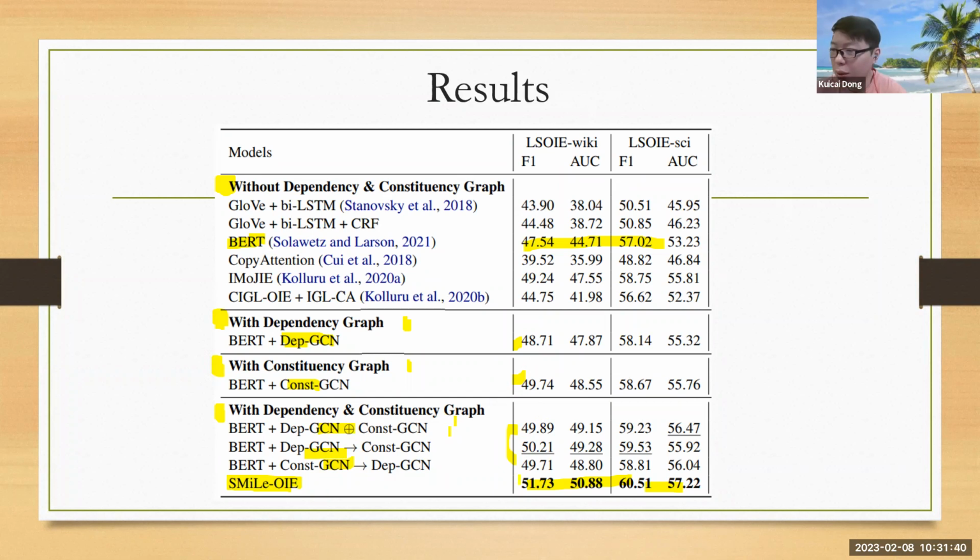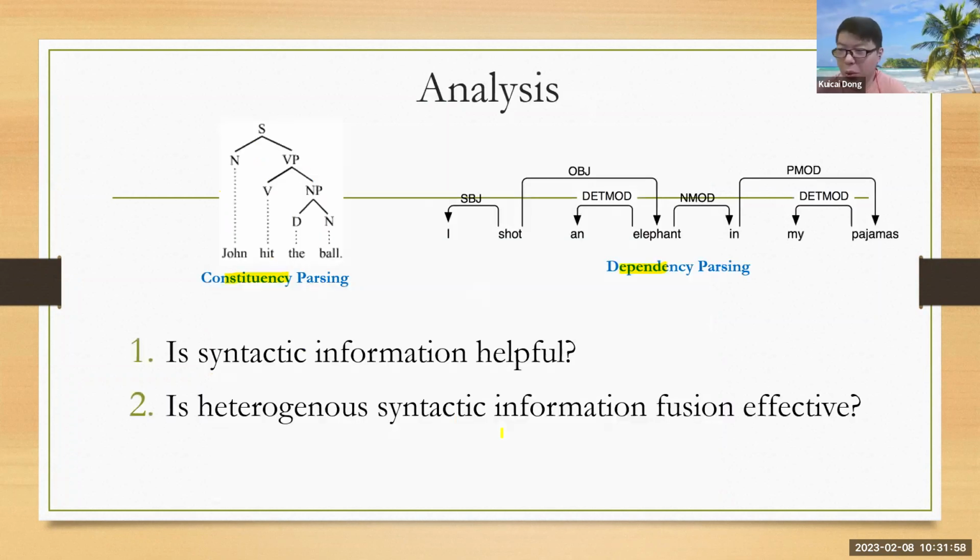Then the last finding is that using multi-view learning to combine both is better than its counterpart using both graphs but not using multi-view learning. So that is our finding. Let's go back to the question. We show the syntactic information is helpful, and the information fusion of two graphs is effective.